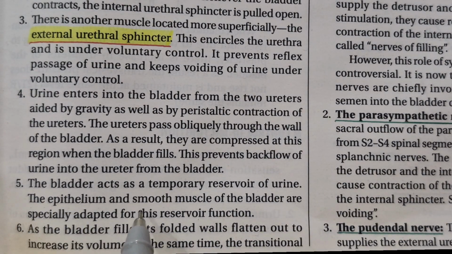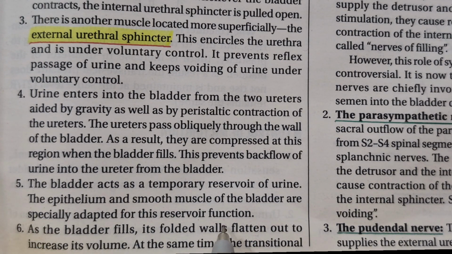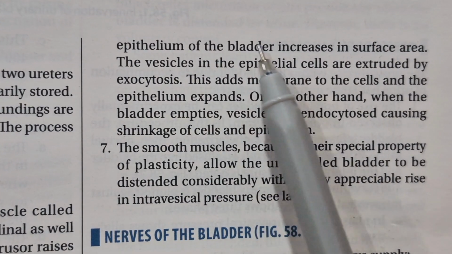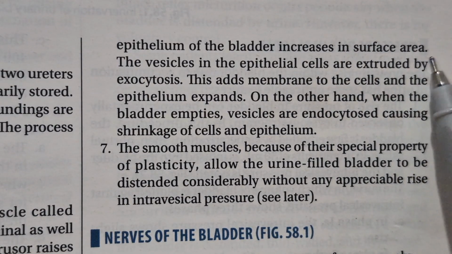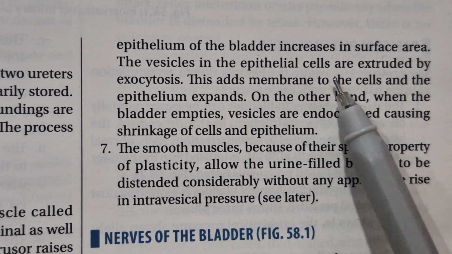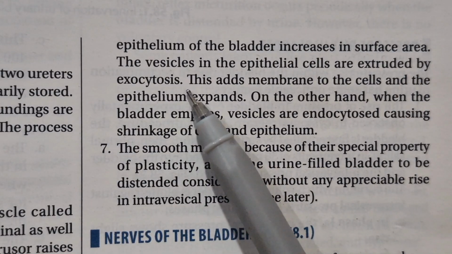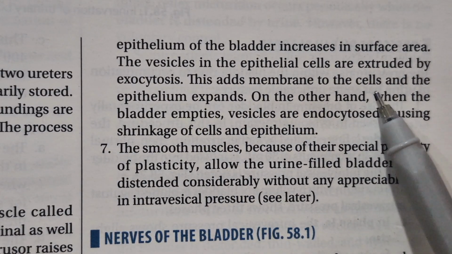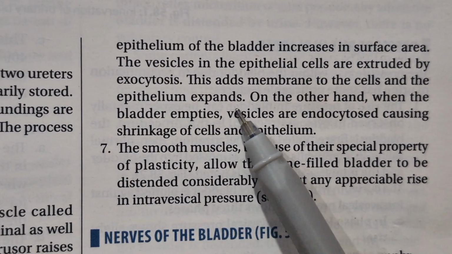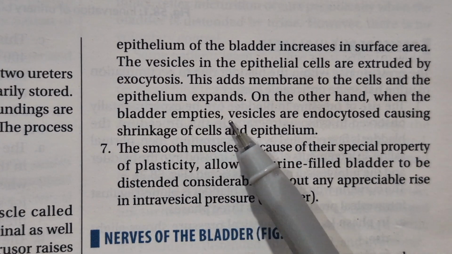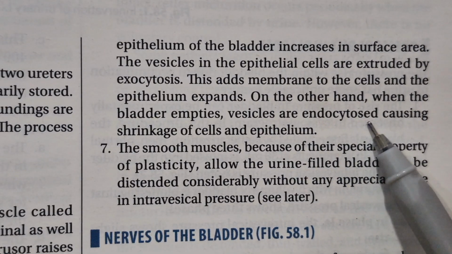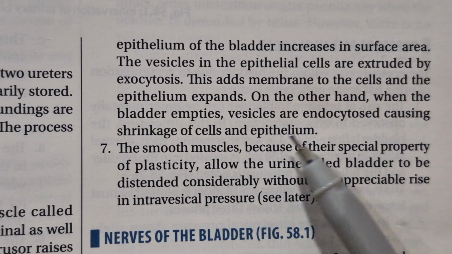The epithelium and smooth muscles of the bladder are specially adapted for this reservoir function. As the bladder fills, its folded walls flatten out to increase its volume. At the same time, the transitional epithelium of the bladder increases in surface area. The vesicles in the epithelial cell are extruded by exocytosis. This adds membrane to the cells and the epithelium expands. On the other hand, when the bladder empties, vesicles are endocytosed, causing shrinkage of cells and epithelium.